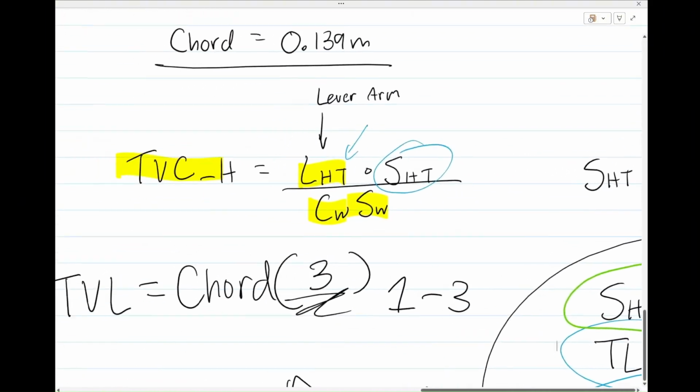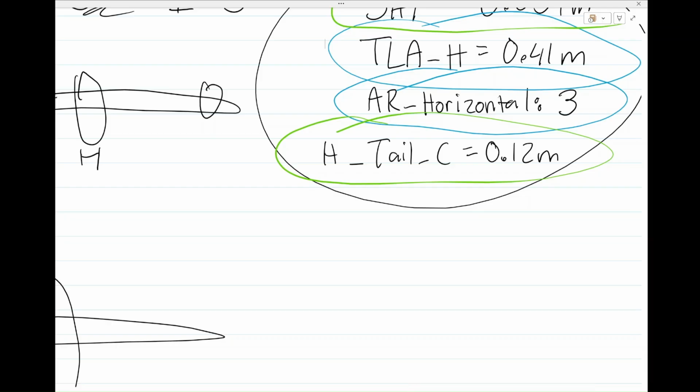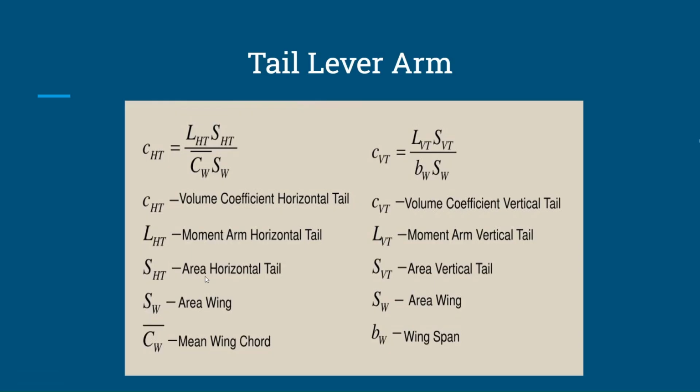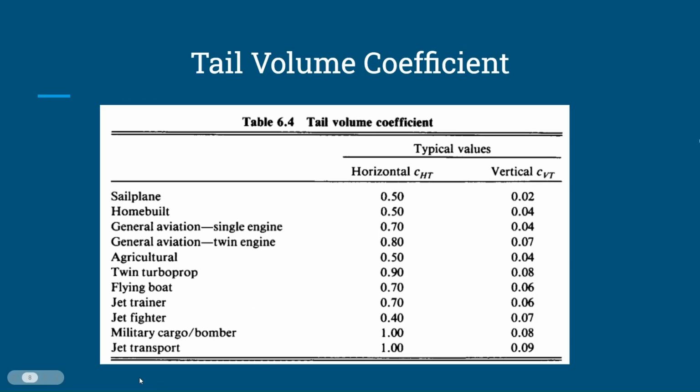So here's how these two things can play with each other, and of course, just follow this formula. Actually, I didn't show you guys the formula. It's this right here. I don't know why I've labeled this slide tail lever arm. These are the formulas for the tail volume coefficient. On the left is the horizontal tail volume, on the right is the vertical tail volume. Let's go ahead and solve for the vertical tail volume coefficient. Actually, let's go back to our graph real quick.